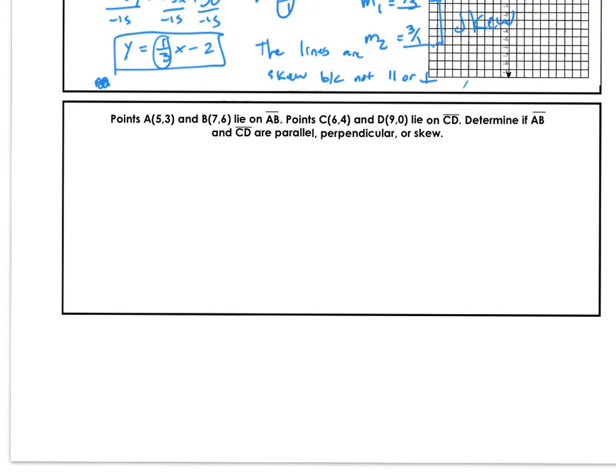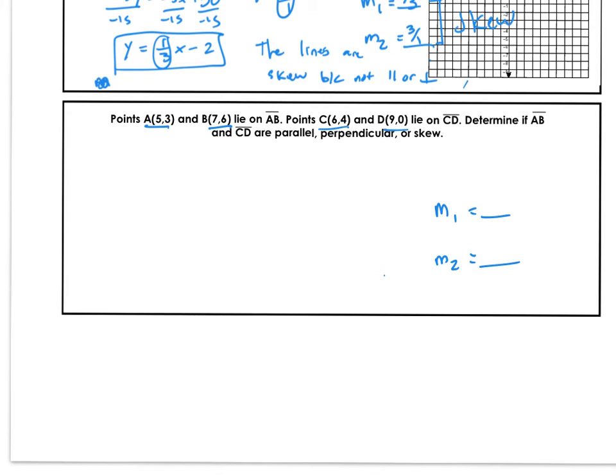All right, and now for the last one. This one's a bit different. Let's read it together. Point A is 5,3 and point B is 7,6. They lie on AB. Point C is 6,4 and D is 9,0. They lie on CD. Determine if AB and CD are parallel, perpendicular, or skew. Now remember, to determine if something's parallel, perpendicular, or skew, you need the slopes. And is there a way that we can get the slope if we are given 2 points on a line? Have we figured that out? You're darn right we have.